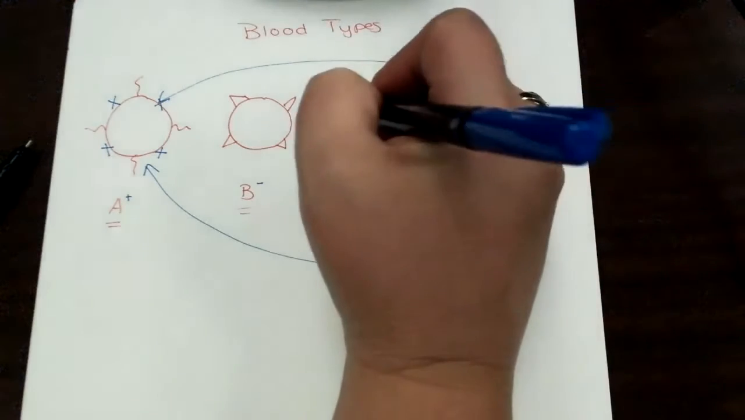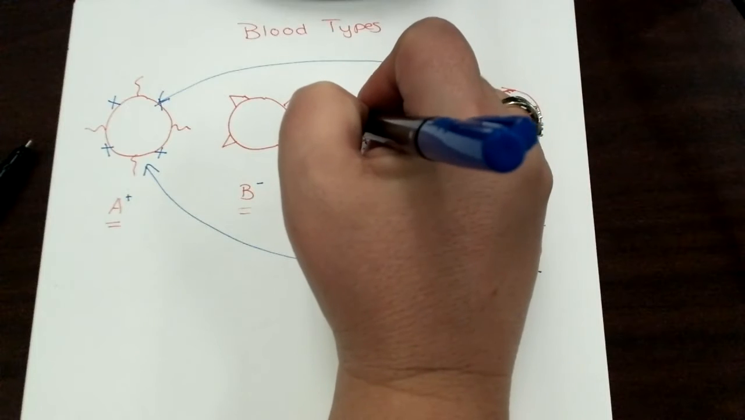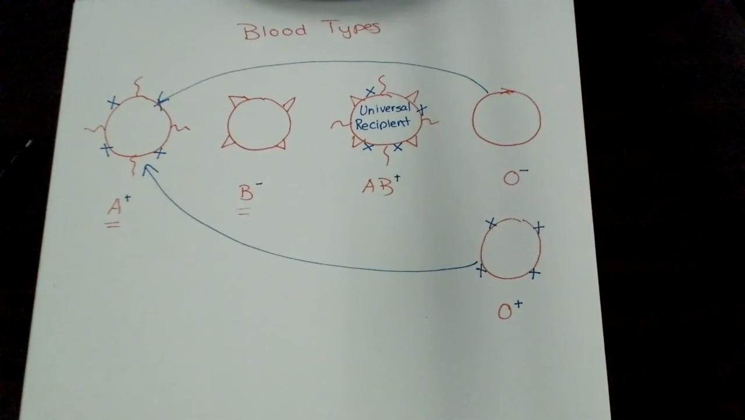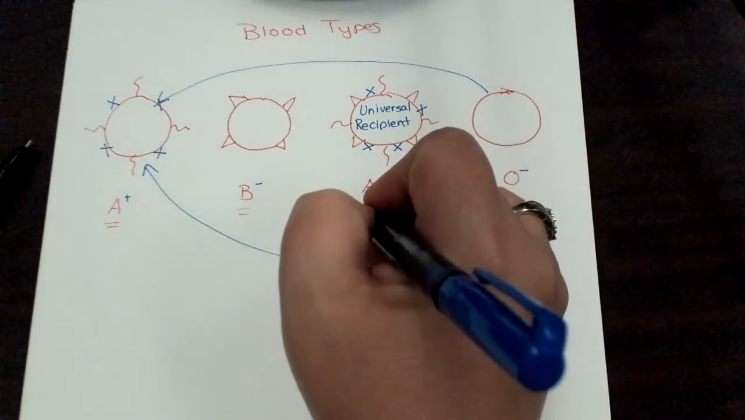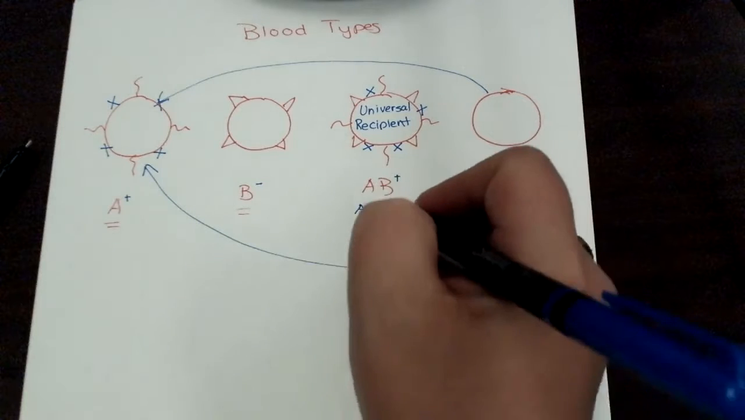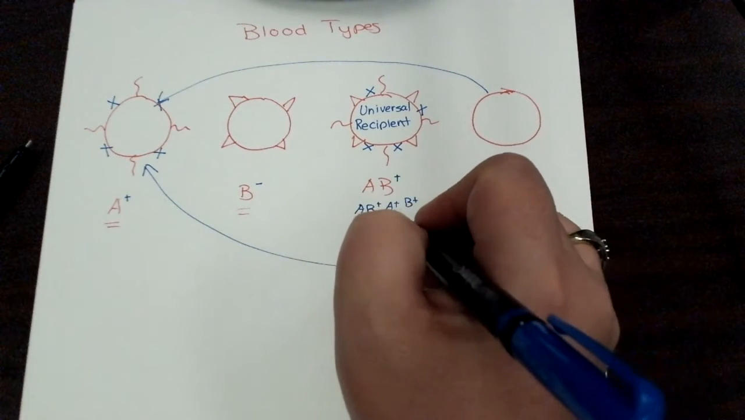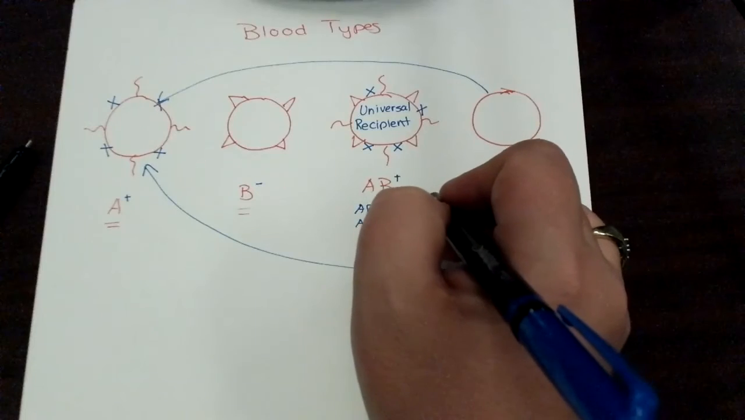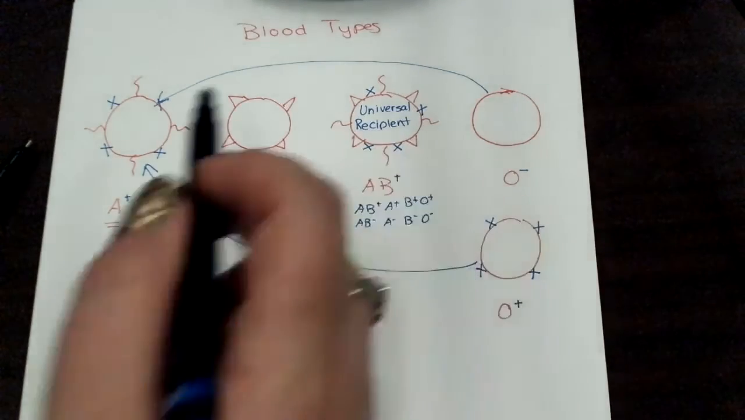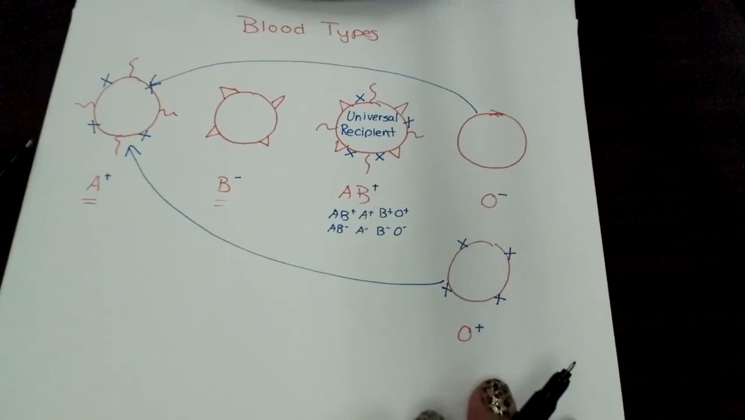That makes this the universal recipient. AB positive can accept blood from AB positive, AB negative, A positive, A negative, B positive, B negative, and O positive and O negative, because it has all of those antigens that could possibly be present. And if they're not present, then it doesn't matter.